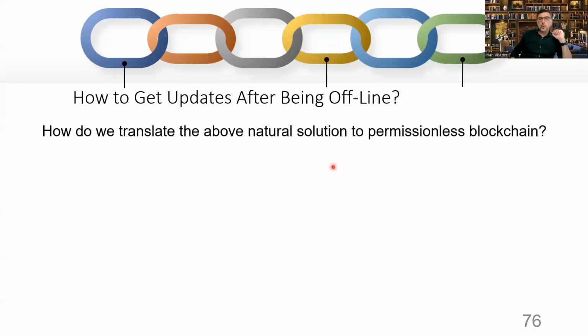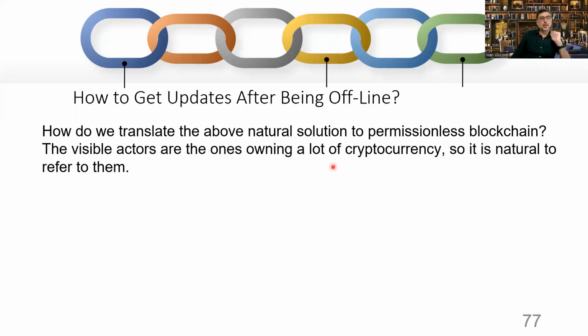All right, how do we translate the above natural solution to permissionless blockchain? So the fact that I go offline and I return, I would like to know what's the state of the system. Who are the visible actors, right? The visible actors in a blockchain, who knows? It depends on the application. We don't know what is running on the blockchain, except that in the permissionless setting, somehow all blockchains are running with a cryptocurrency, because if there are computers running all around, some software to maintain it, there must be a reason, right?